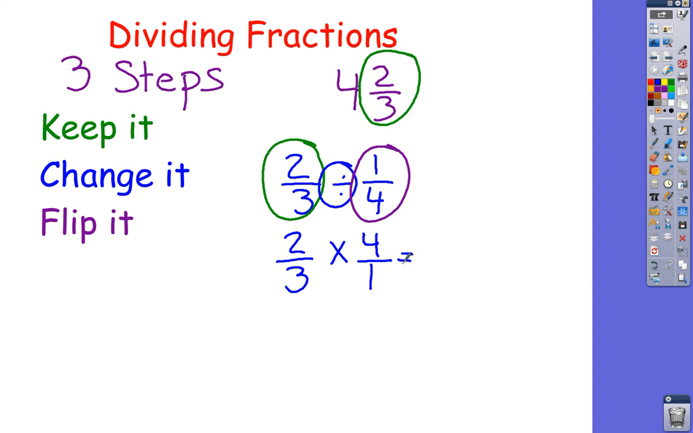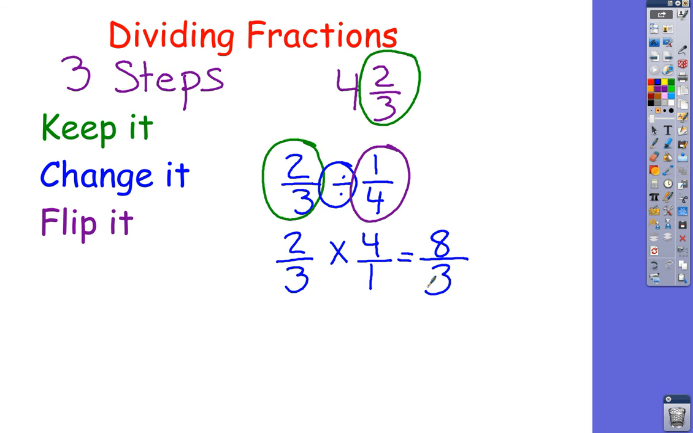Now I have a multiplication sentence, and we've already practiced multiplication of fractions. So 2 times 4 is 8. 3 times 1 is 3. So my answer is 8/3. Now, one thing I'm going to tell you about this, though, is we don't ever want to leave a fraction improper.